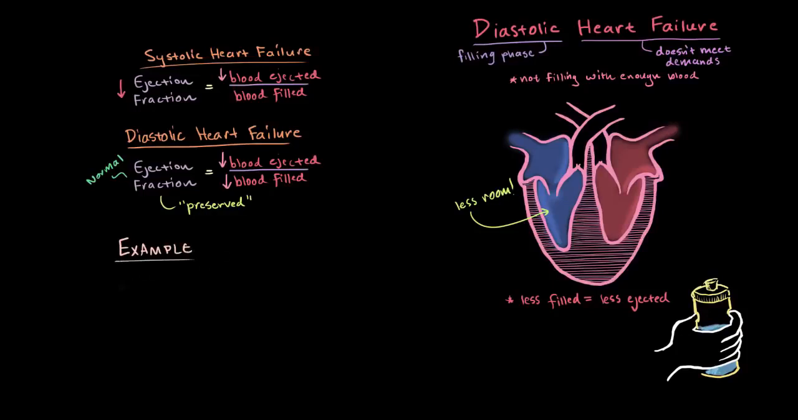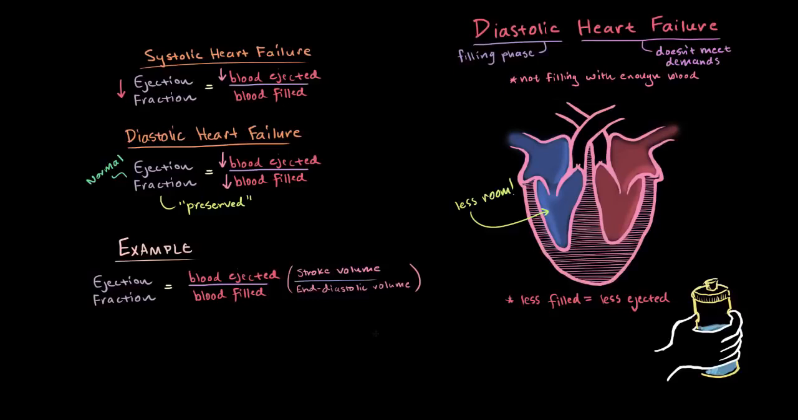Okay, so recall that ejection fraction is equal to your volume ejected, which you could also call your stroke volume, divided by the total blood filled, which we can also call end diastolic volume, because it's the volume at the end of diastole. Okay, so say your stroke volume is 70 milliliters. Say your end diastolic volume is 120 milliliters. This would be considered, quote unquote healthy. 70 divided by 120 equals 58%. Okay, that's within a normal range.